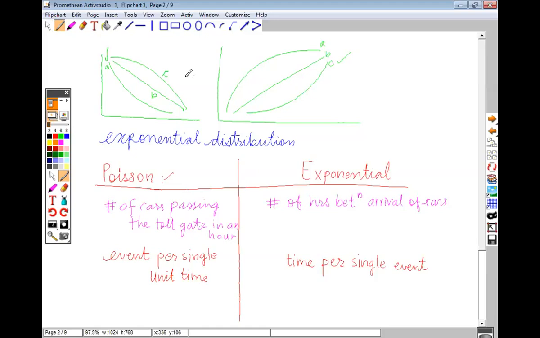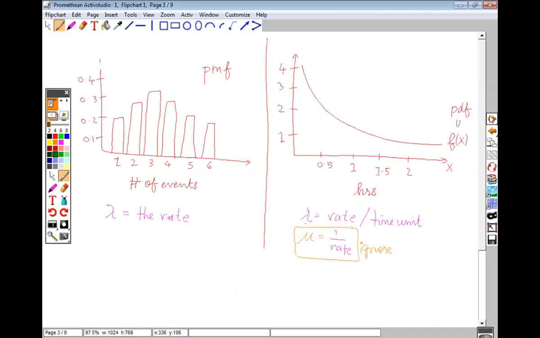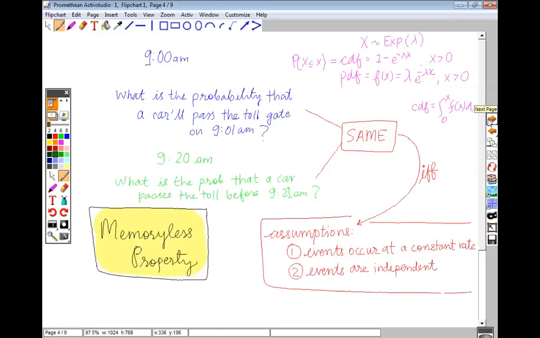The relation between Poisson and exponential distribution. Yeah, that's it, right? So we studied the relation between Poisson and exponential distribution. And what did we see here? Again, the same thing, right? And then what did we see here? The memoryless property and the assumptions for it.